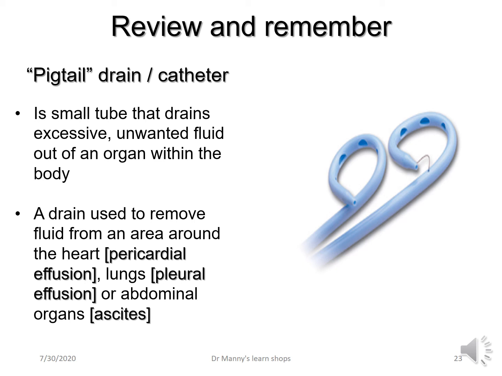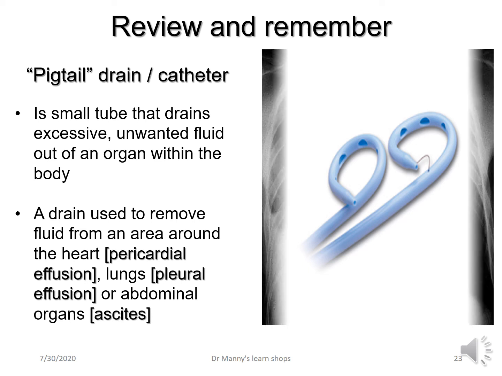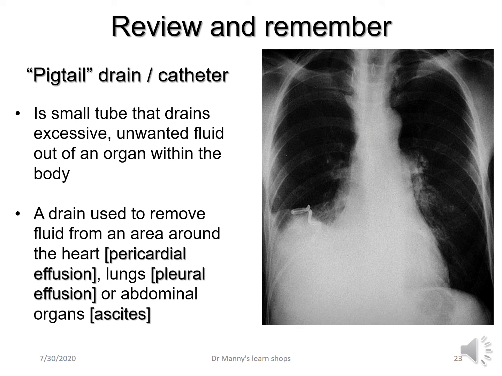The lungs can accumulate pleural effusions, especially in cancer situations. I've just written there abdominal organs as well, even though we're looking at chest X-rays, so we're not going to be reviewing ascites. But pigtail drains can be used for that as well. And pigtails, they're referred to as that because they had a twirl in their tail, just like pigs have, I guess.